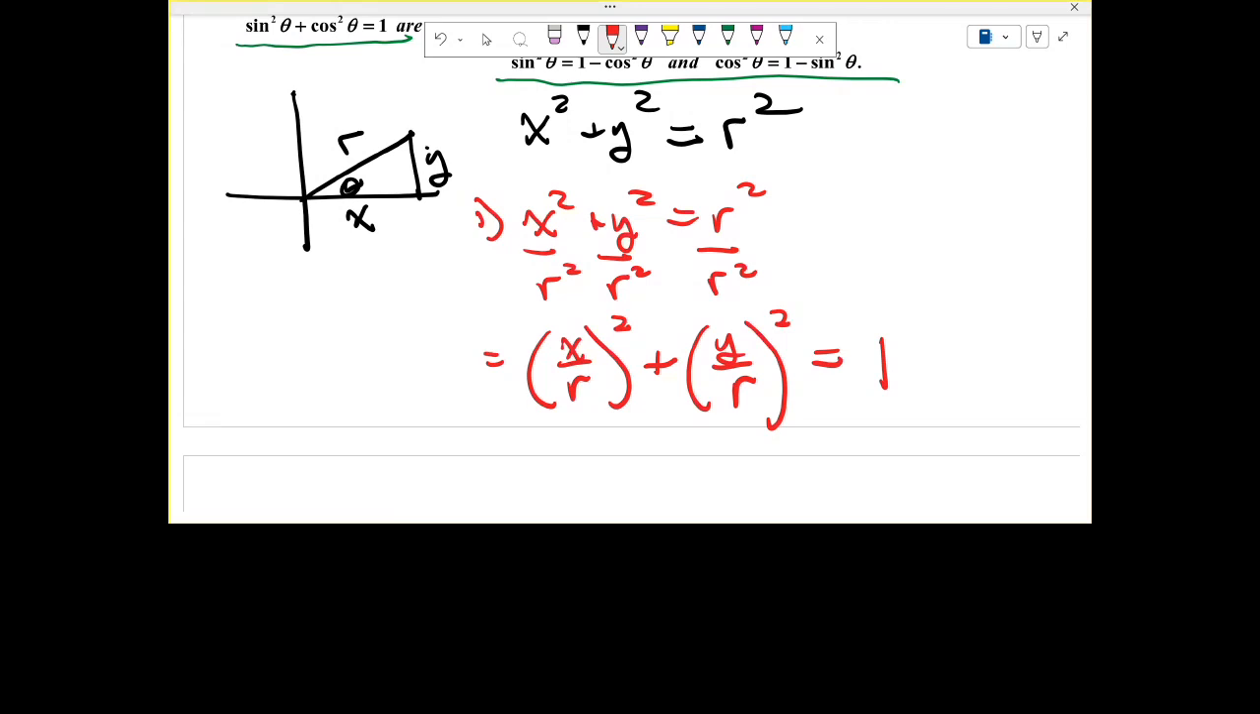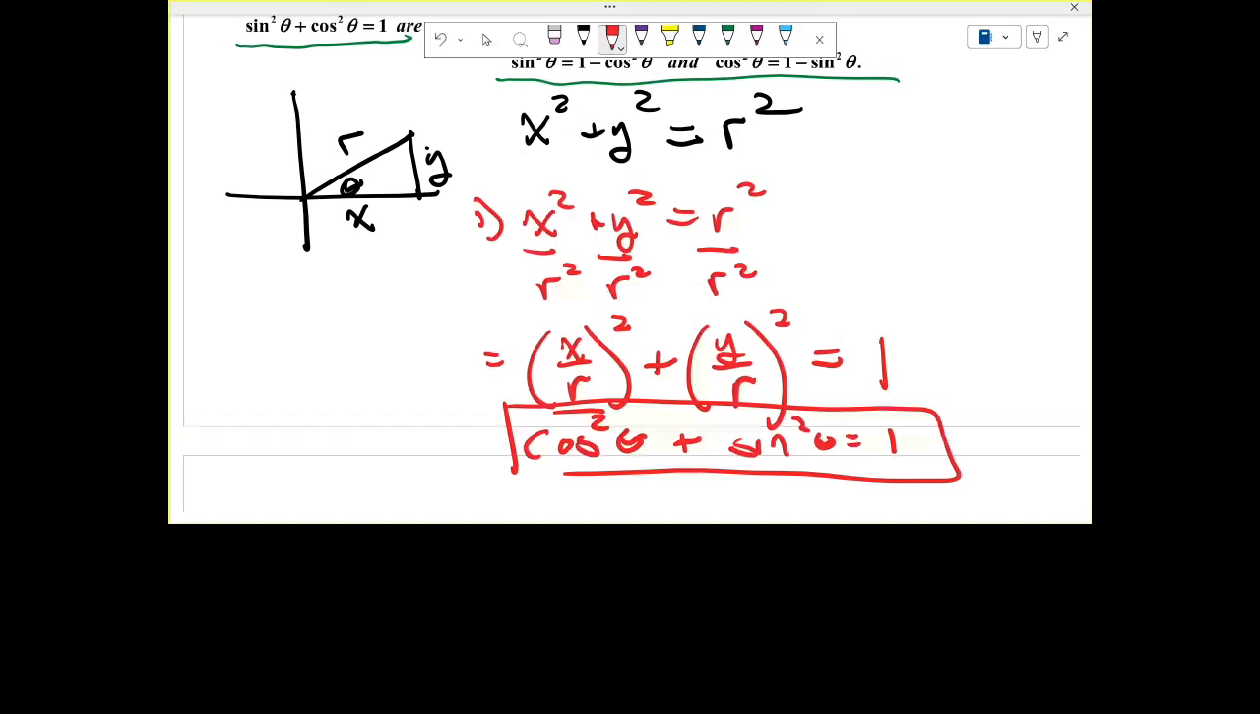Does anybody remember when we talked about the cosine of our angle, the sine of our angle, all that kind of thing? What trig function did we define as x over r? Does anyone remember? Cosine, right? So look, this is cosine squared theta. What did we define as y over r? Anyone remember? Sine, right? Check it out. Sine squared theta is equal to 1. That is my first Pythagorean identity.